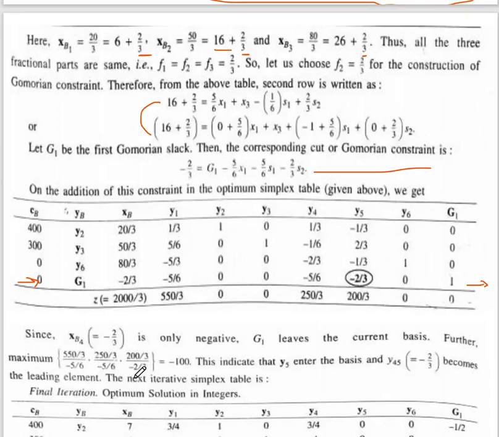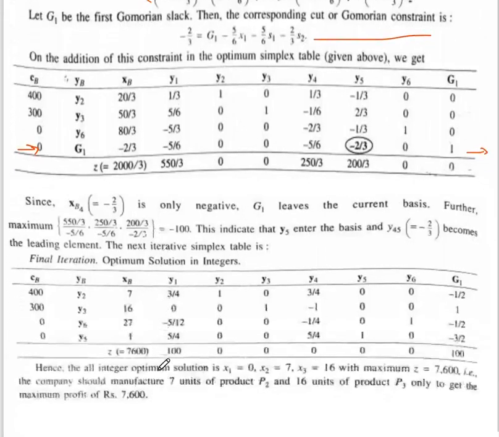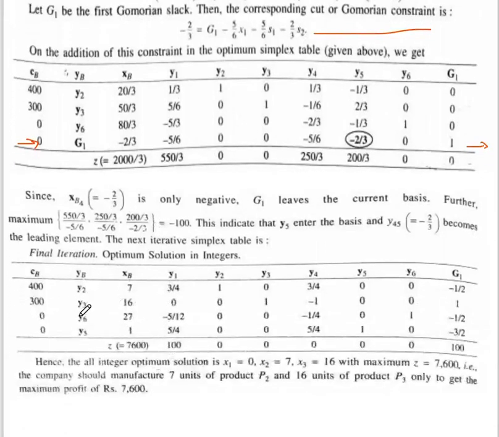Here we take the ratio, which is 100, and it indicates y5, so y5 will enter the basis. Minus 2 by 3 is the key element. If you observe, G1 is the outgoing vector, y5 is the key incoming vector, and minus 2 by 3 is the key element. So we can construct this table, where CB is 400, 300, 0, 0. By using the general simplex method, we can construct the final table.